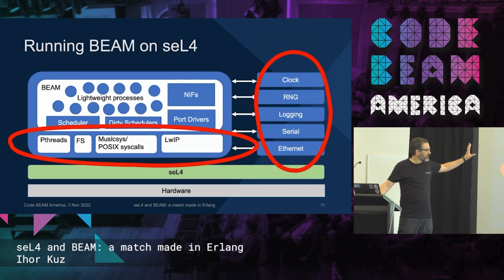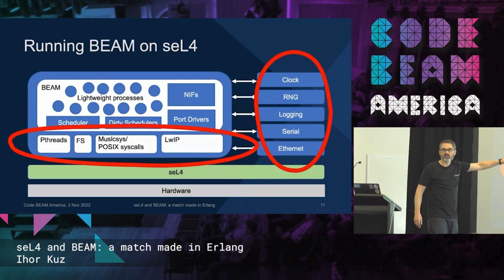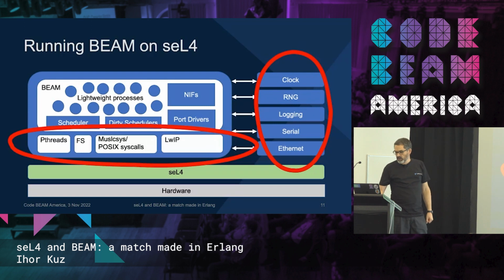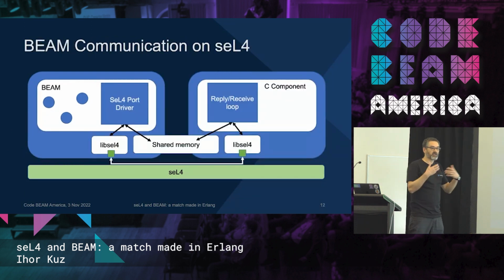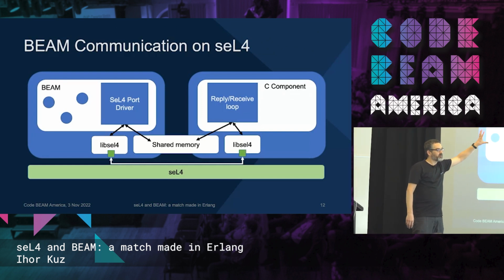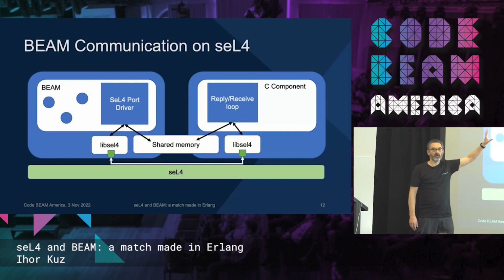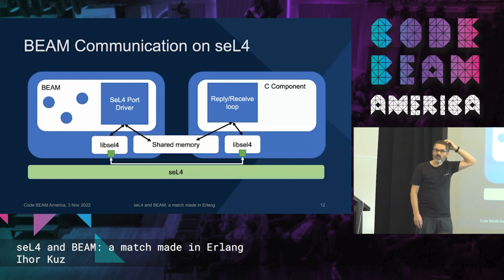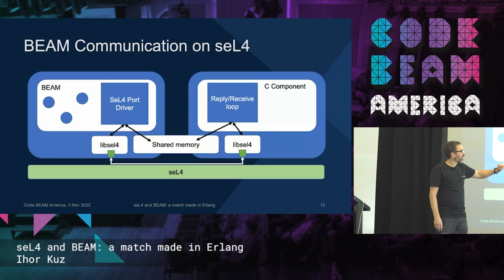So Kent will talk to you more about what the challenges are of doing that. And the other thing we need to do is communicate. The first thing we have is we want our Beam processes to be able to communicate with native C components, for example. We had an example of the weather sensor talking to an I2C driver that was a C component. So how do we get that working?